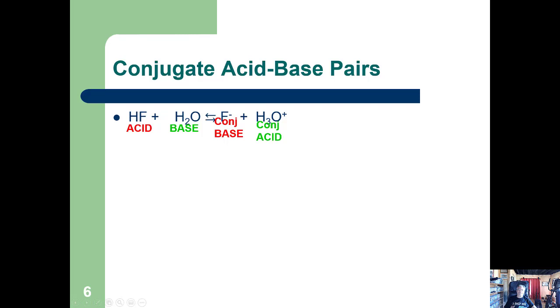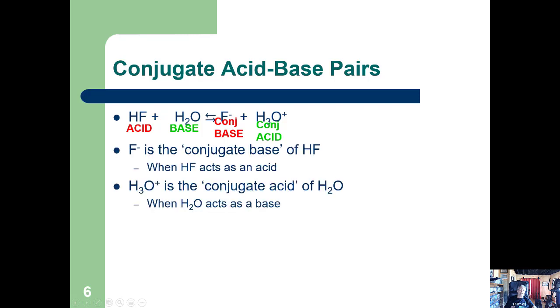Conjugate acid-base pairs. So here we have the acid, HF, the base, water. It's going to accept the proton from the acid, and the conjugate base, which has one less proton on the product side over here than the acid did on the reactant side, and the conjugate acid, which had one more proton than the base did when water's behaving as a base. Okay, so there you go. Fluoride ion is the conjugate base.